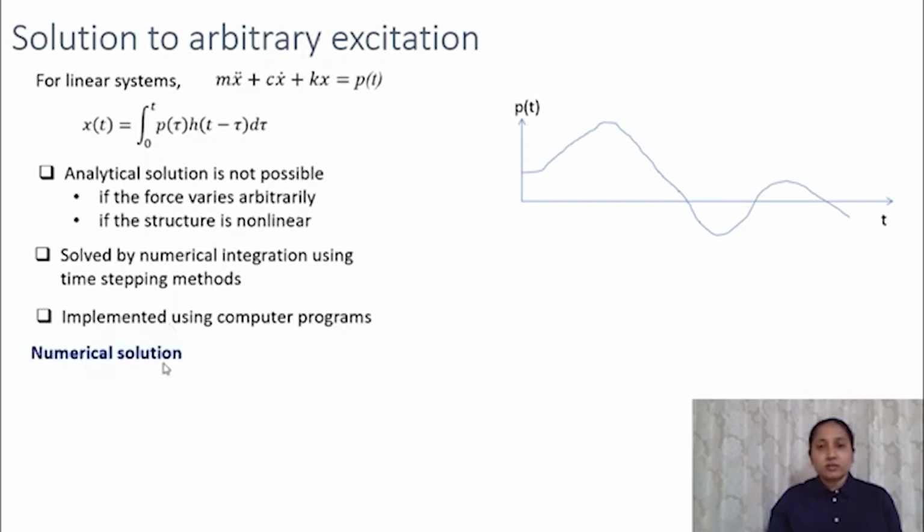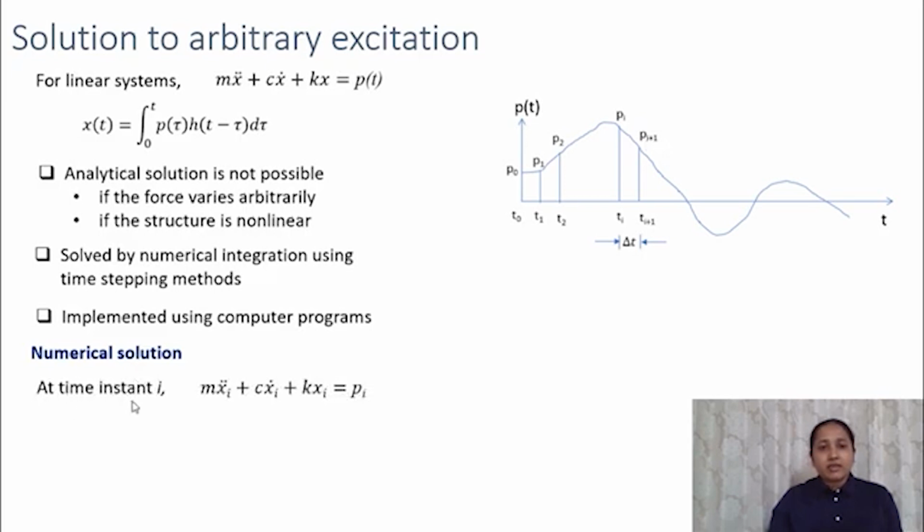Now let's see how a numerical solution is found out. So as the first step, we can represent this forcing function as a series of forces acting at different time instants. So this forcing function P(t) can be represented as P0, P1, P2, etc. acting at t0, t1, t2, etc. So at time instant i, that is when time is equal to ti, the force we know it as Pi. So at time is equal to t(i+1), force is equal to P(i+1).